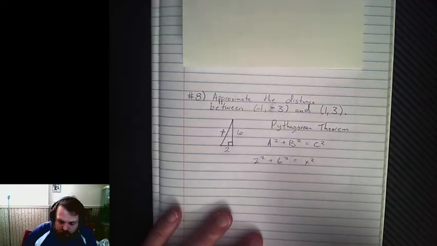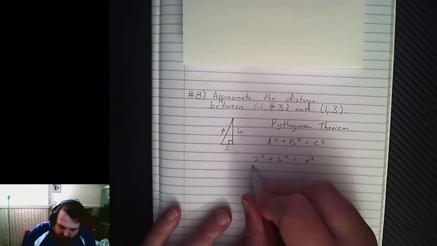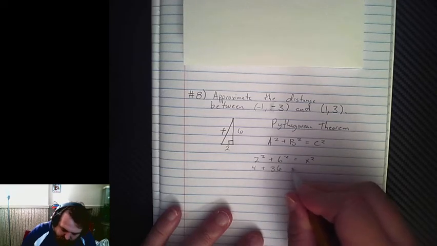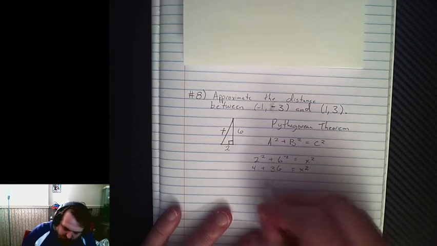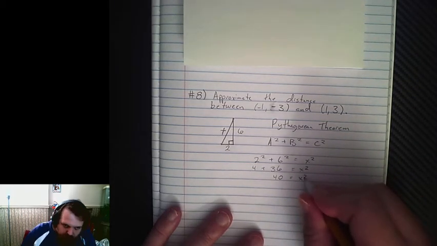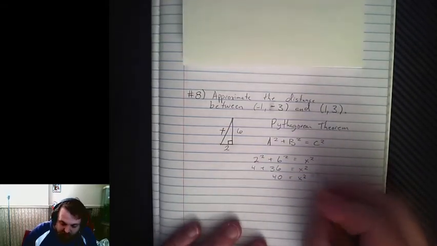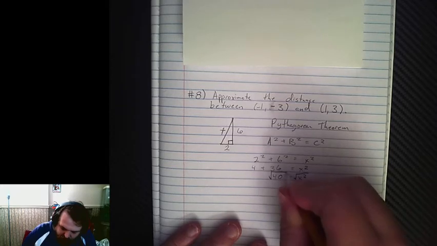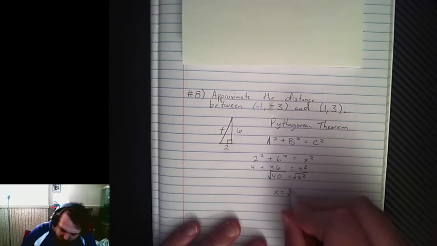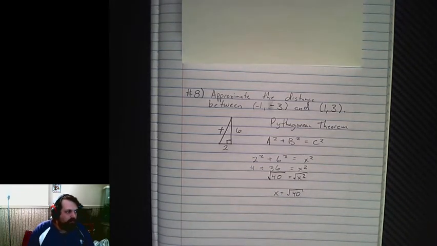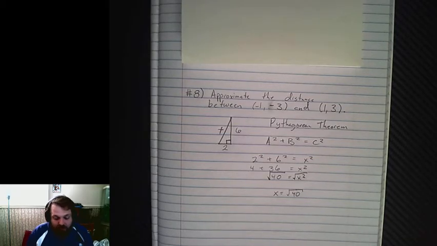So we can just continue calculating. That's 4 plus 36 is equal to x squared, or 40 is equal to x squared. And then to get x by itself, we take the square root of both sides, and we get x is equal to the square root of 40, and it says approximate. So we want to approximate to the nearest tenth if we look back at the problem.